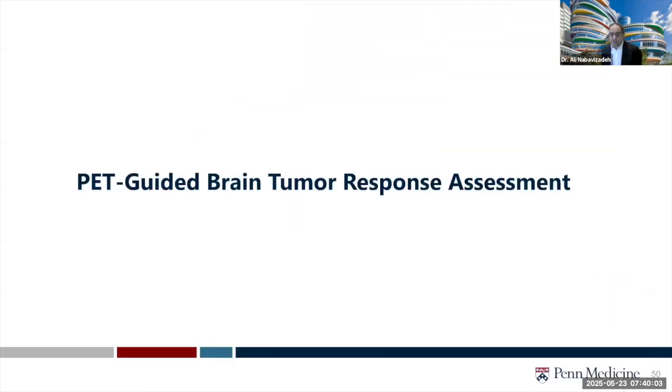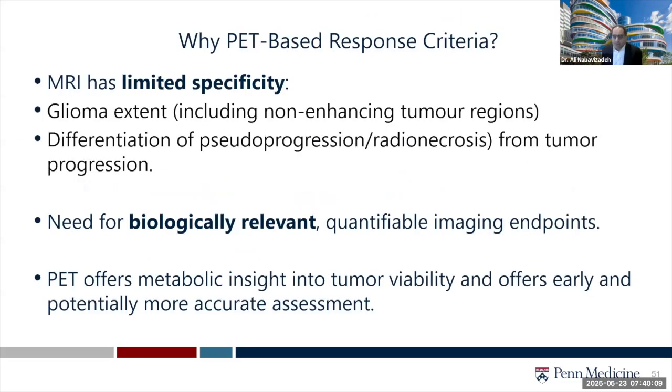So I'm going to shift gears here and talk about PET-guided response assessment in the last 10 minutes or so. So why do we need PET-based response criteria? The main reason is that MRI, at the end of the day, is structural imaging. It has limited specificity in terms of giving us information about the tumor extent and also differentiation of progression from pseudoprogression. So we need biologically relevant and quantifiable imaging endpoints.